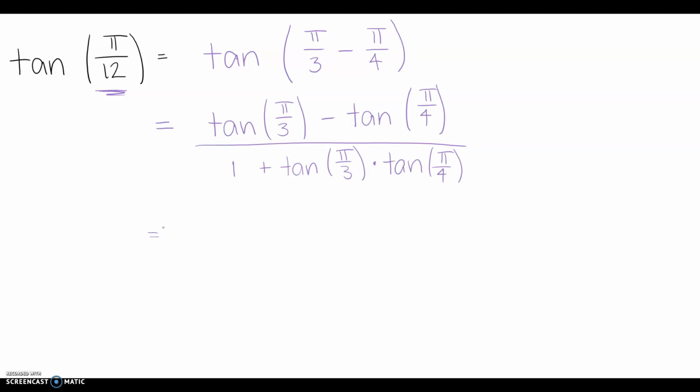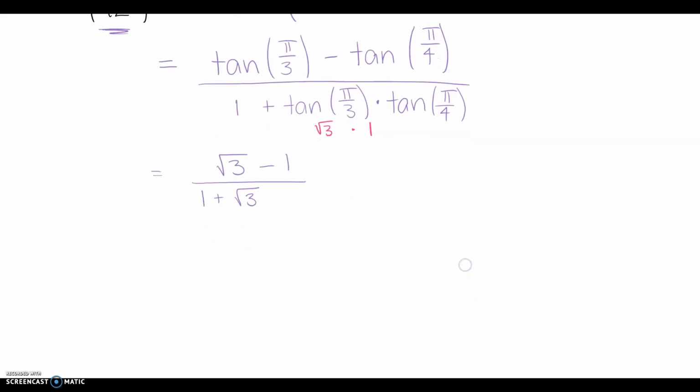Now I'm going to use my unit circle. As I said earlier, tangent of pi over 3 is root 3, and tangent of pi over 4 is 1. So then I have 1 plus the square root of 3, because this is just square root of 3 times 1. Okay, and then what we want to do next is rationalize the denominator.